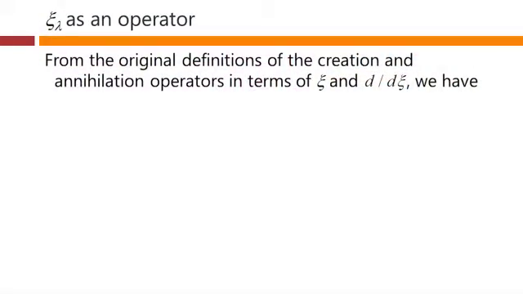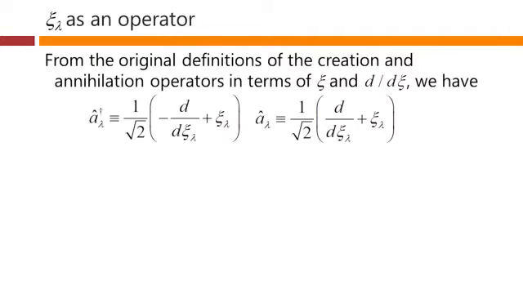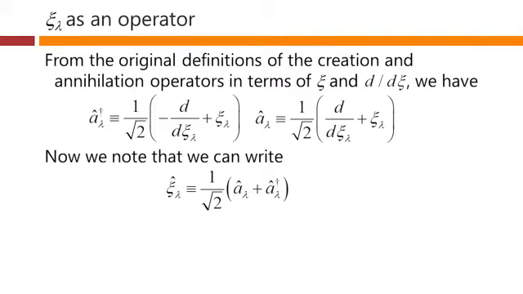From the original definitions of the creation and annihilation operators, which we wrote in terms of Xi and d by dxi, we remember that we could write them like this, and now I'm putting in the index lambda, of course. So this was the creation operator and this was the annihilation operator. Now we note that we could write Xi lambda, now writing it as an operator, is 1 over root 2 times a lambda, the annihilation operator, plus a lambda dagger, the creation operator. We can see that directly from looking at these two relations here.